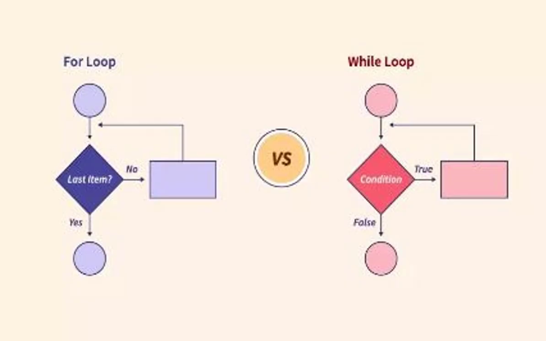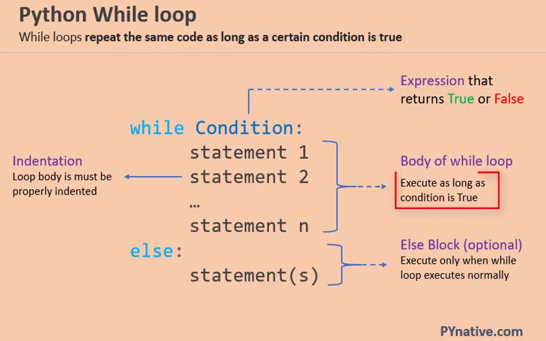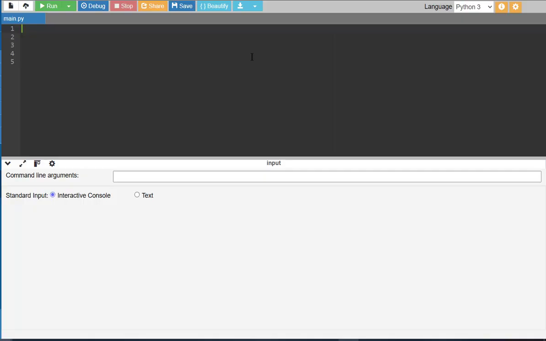Python has two primitive loop commands, the while loop and the for loop. With the while loop, we can execute a set of statements as long as a condition is true. The while loop requires relevant variables to be ready. For example, we need to define an indexing variable, such as i, and set it to 1.